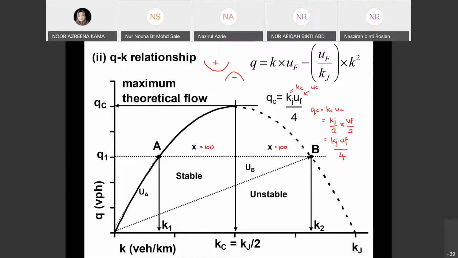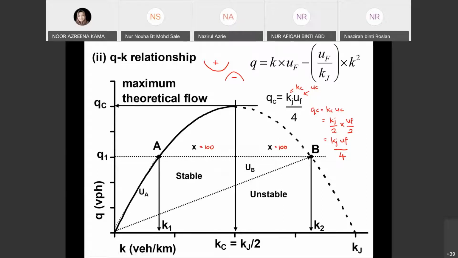Saya cerita dia punya relationship. Okay, we know K, density, is the number of vehicles per kilometer, jumlah kenderaan di dalam 1 kilometer jalan, while flow is the number of vehicles per hour. Kalau x-axis bertambah, maksudnya when the number of vehicles increases on the road, apa akan jadi pada flow? Flow will increase. Logik tak?